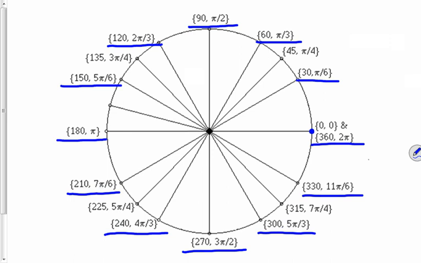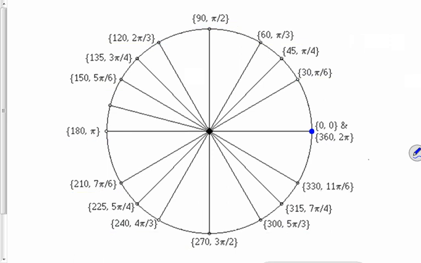Now let's look at it a little bit differently. Let's look at it from the 45-degree angle, right? We know 45 degrees is pi over 4. Well, let's double it. 90 degrees would be 2 pi over 4, which reduces to pi over 2. 135 degrees would be 3 pi over 4, which does not reduce. 180 degrees would be 4 pi over 4, which reduces to pi.